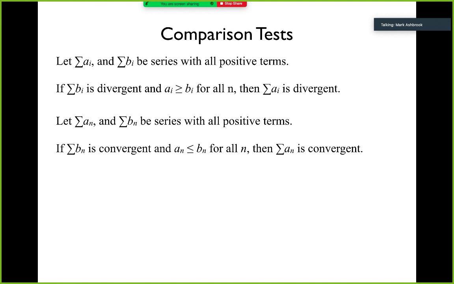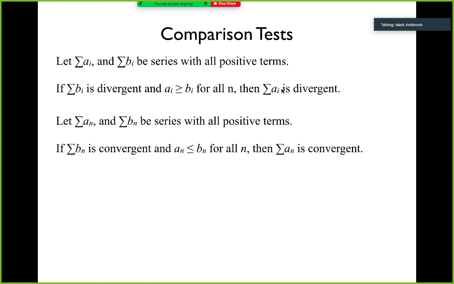So we know the idea of the comparison test. We talked about convergence. If you're given the series, say the sum of terms a, and there's another known series that converges and all of its terms are bigger than the terms of yours, then you can conclude yours converges.